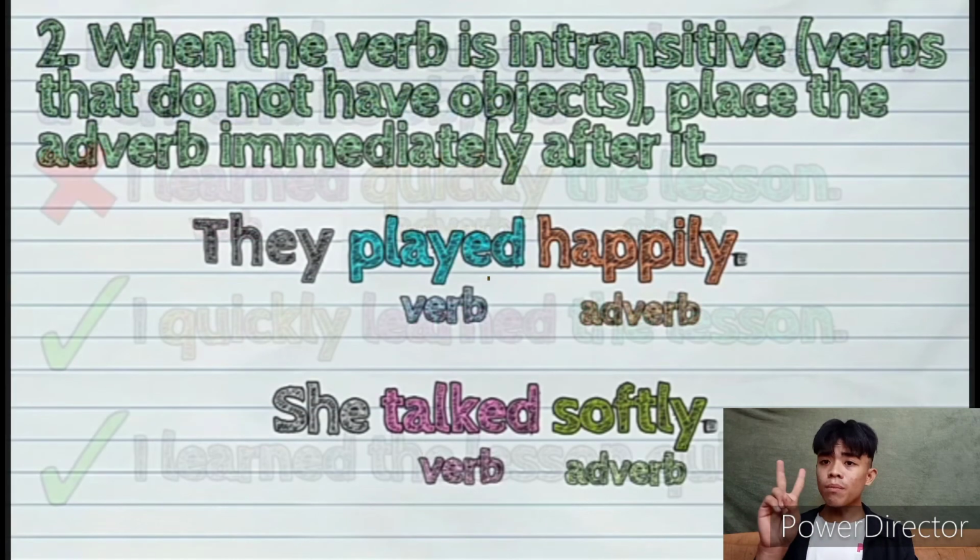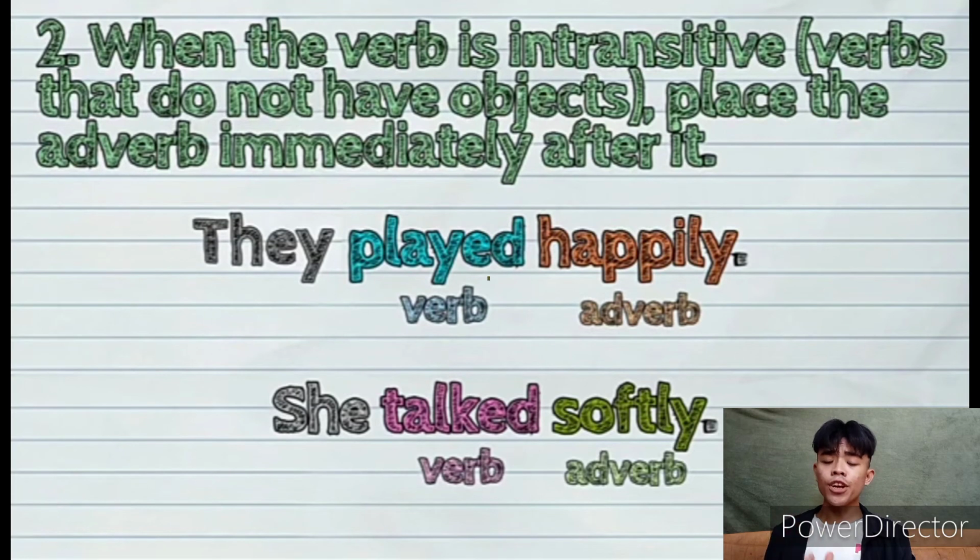Rule number two: when the verb is intransitive, meaning it has no object, place the adverb immediately after it. For example, "They played happily," or "She talked softly."